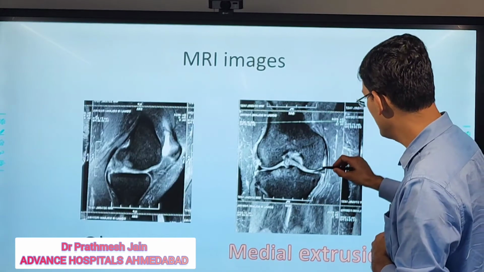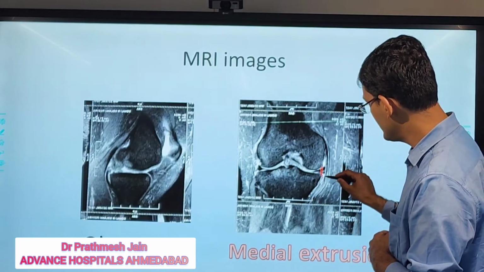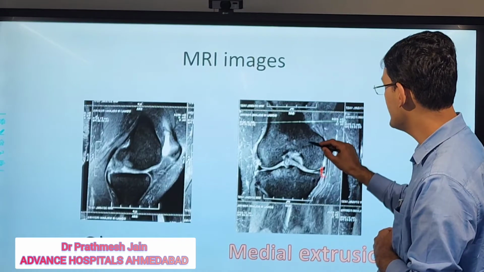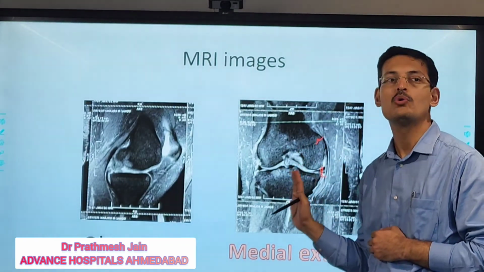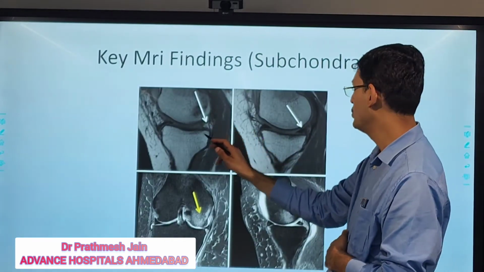So if you see here, this should lie like this. Okay, and so this much is the extrusion. So the meniscus is extruded, and this, as I told you, is a supine. So when the patient is walking, this extrusion is bound to increase a little bit.